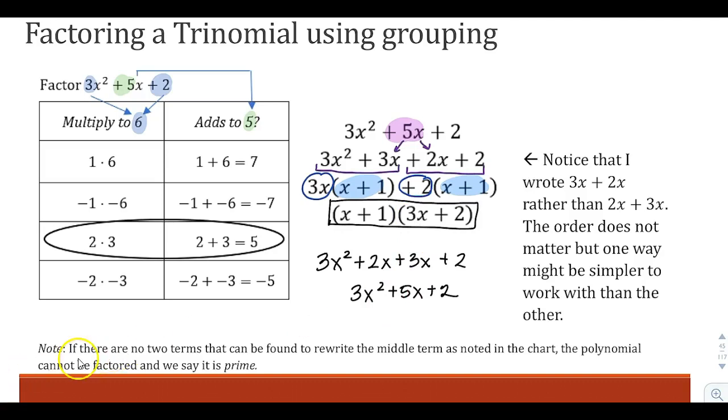And a quick note at the bottom: if there are no two terms that can be found to rewrite the middle term as noted in the chart, so if there's no values that work, the polynomial cannot be factored, and we say that it is prime.